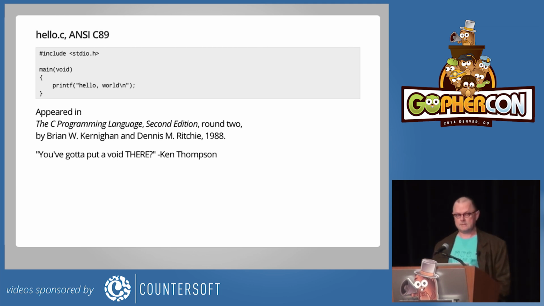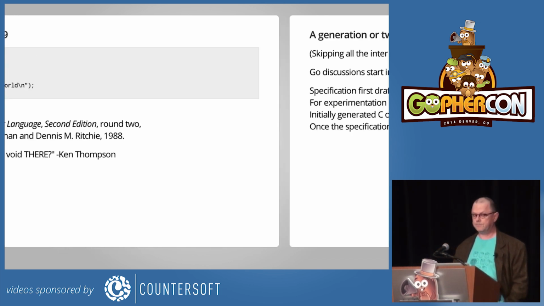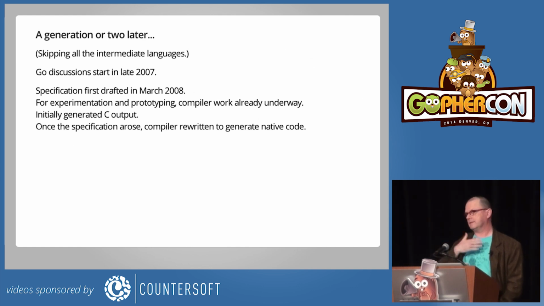But I said C99. It's really C89. I'm sorry, that's just a typo on the slide. This is C89. Okay. That's a lot of little hellos.